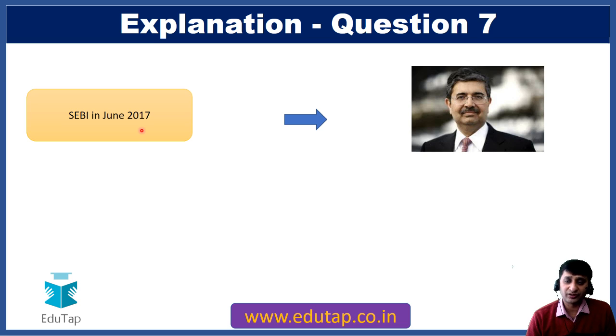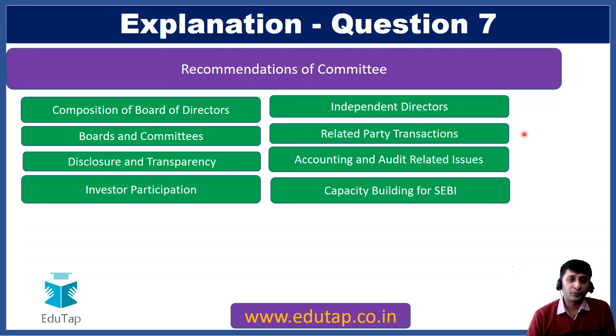SEBI in June 2017 has set up a committee under the chairmanship of Uday Kotak, and the objective of that committee was basically to discuss what should be the composition of board of directors, how many members should be there, how many women should be there in board of directors, how can independent directors function independently, what should be the various boards and committees in the board of directors, how can related parties.